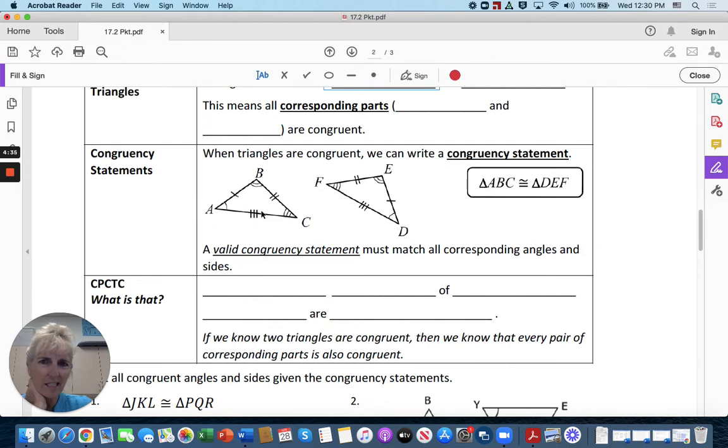Same with AC, see these three little marks? That means it's congruent to FD. So those are exactly congruent. And what is congruent to angle B?